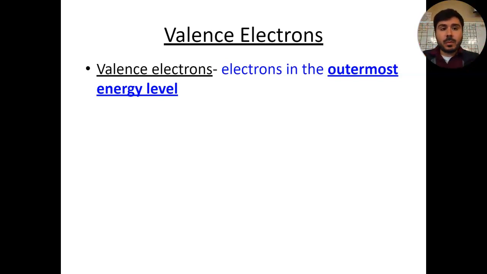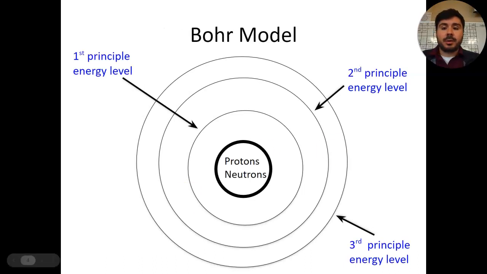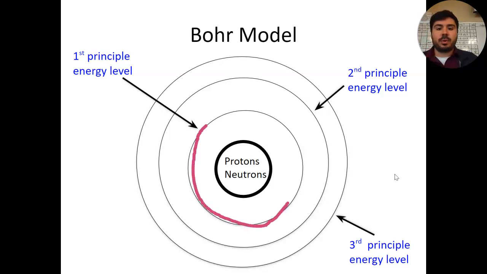Okay. So, if we were to look back at this Bohr model here, guys, this right here is our first principal energy level. I'm drawing a really, really horrible circle. Okay, I'm a chemistry teacher, not an art teacher. But that area, that circle, that principal energy level is our first principal energy level, and it's the one closest to the nucleus.